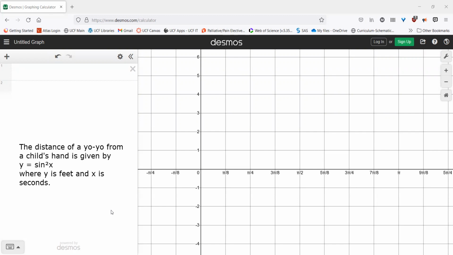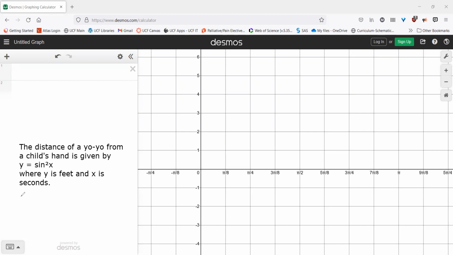As you know, as time goes by, the distance from the child's hand is going to be given by y. And let's say we want to know, we need to have a question to this, don't we?